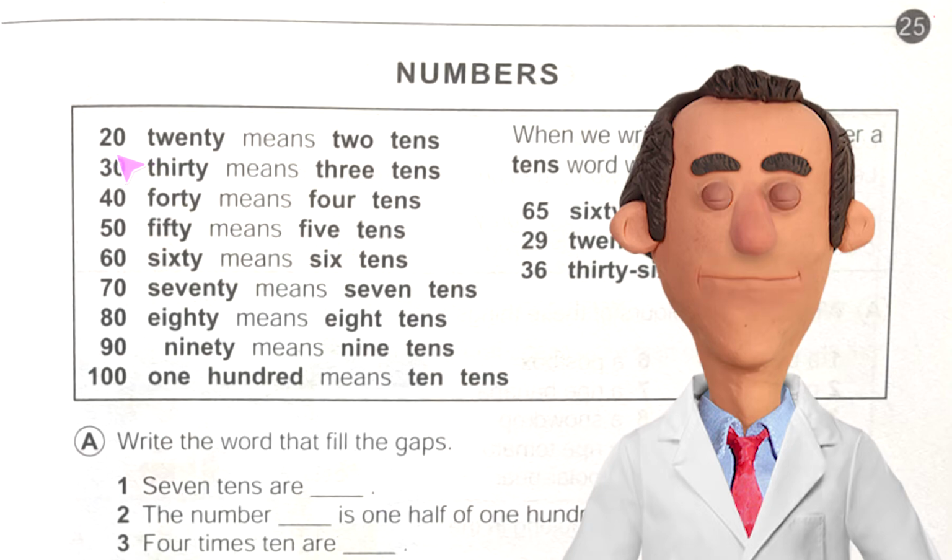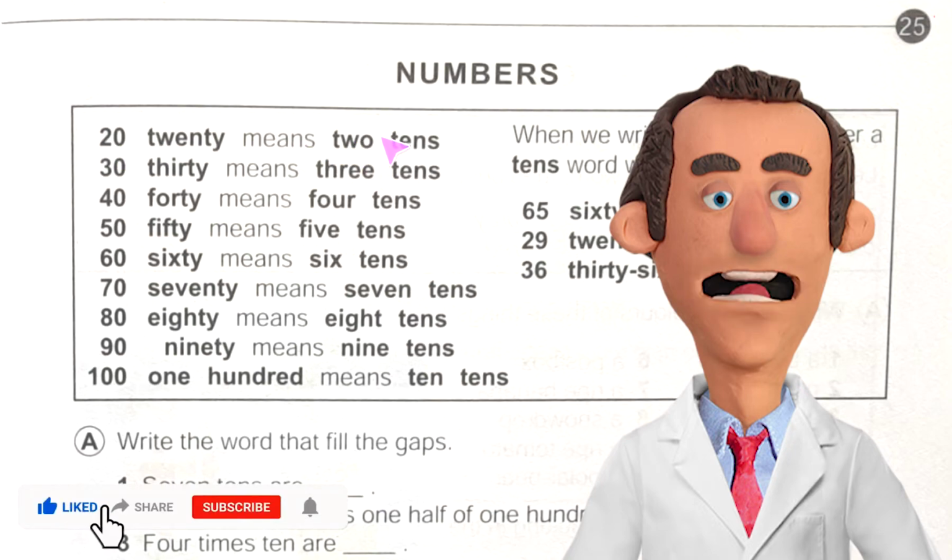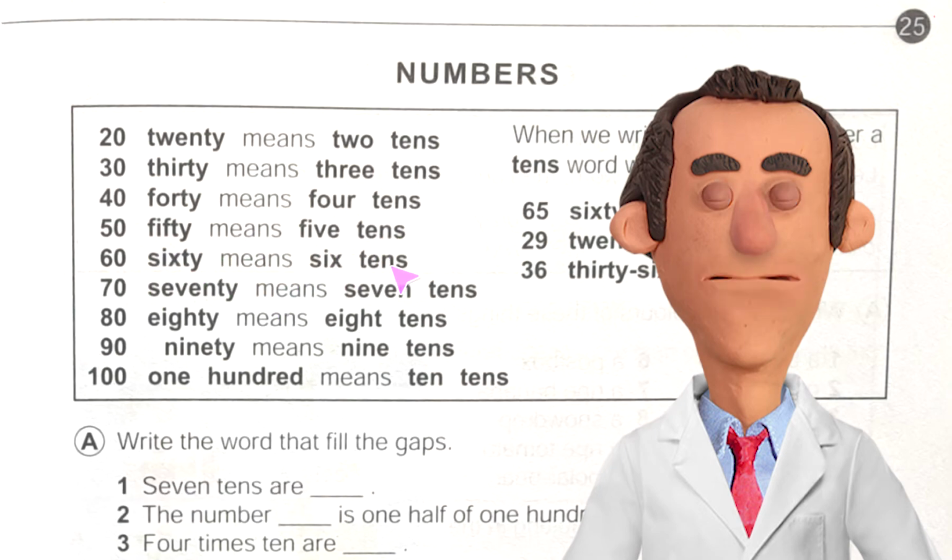Here see 20. 20 means 2 tens. We know this. Here 20 means 2 tens, which means 10 plus 10. 30 means 3 tens, same way. 3 tens are here. 40 means 4 tens. 50 means 5 tens. 60 means 6 tens. 70 means 7 tens. 80 means 8 tens. 90 means 9 tens. And 100 means 10 tens.